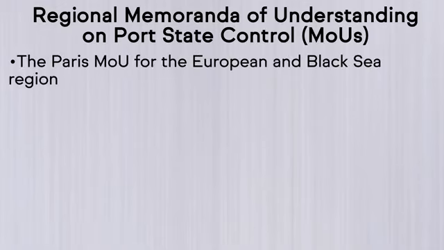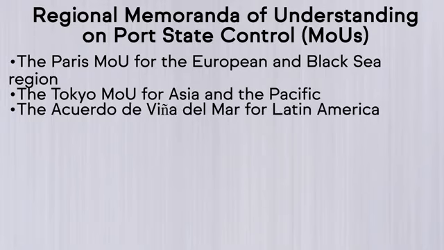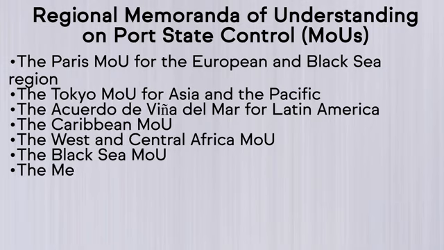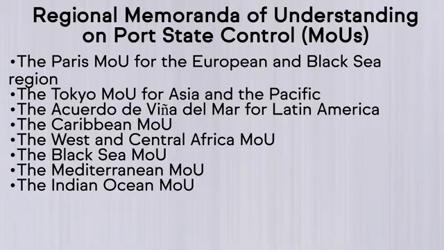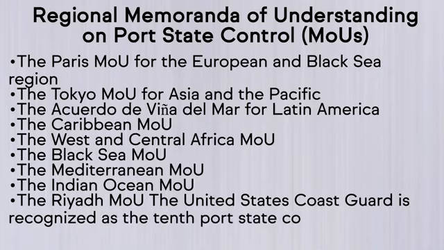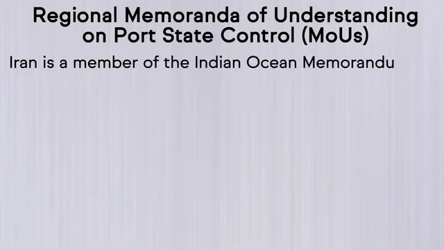The Paris MOU for the European and Black Sea region. The Tokyo MOU for Asia and the Pacific. The Acuerdo de Viña del Mar for Latin America. The Caribbean MOU. The West and Central Africa MOU. The Black Sea MOU. The Mediterranean MOU. The Indian Ocean MOU. The Riyadh MOU. The United States Coast Guard is recognized as the 10th Port State Control Regime. Iran is a member of the Indian Ocean Memorandum of Understanding.